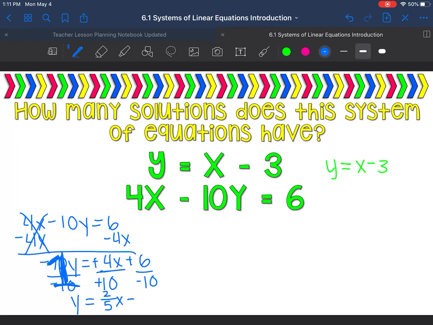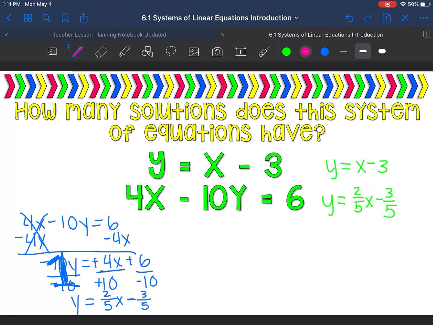Now, plus 6 minus 6, my answer is going to be negative. And then I can also divide 2 into both 6 and 10. So 6 divided by 2 is 3. 10 divided by 2 is 5. So that means that my equation is y equals 2/5 x minus 3/5.